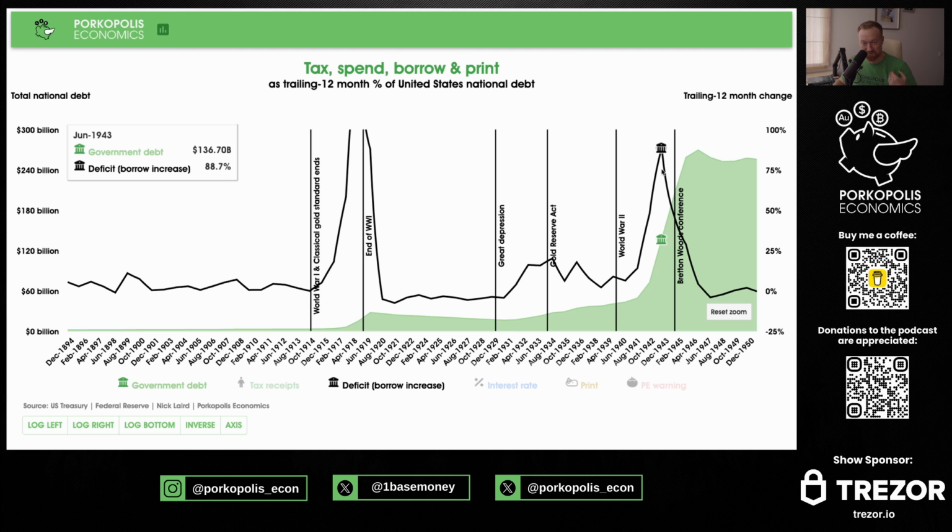So 100% would be, if the debt was 136 billion and the deficit was 100%, it means we spent 136 billion on top of 136 billion that we received from taxes. That's what that deficit spend would be. We spent a little bit less than 136 billion, 88% to be precise, over what we already received in taxes during this time during World War II.